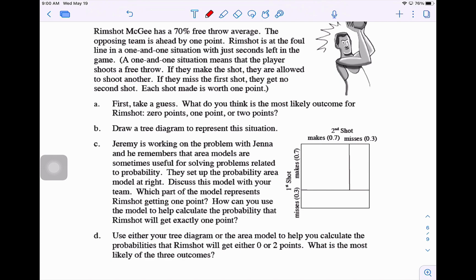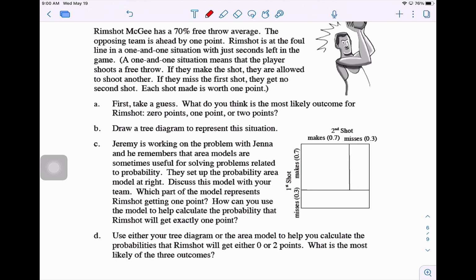So, first question here. First, take a guess. What do you think is the most likely outcome for Rimshot here? You think he's going to have 0 points, 1 point, or 2 points? What do you think is going to happen, based on the fact that he's a 70% free throw shooter? Ryan, give me your opinion here. Is he going to have 0, 1, or 2 points? Probably 1 point. Why do you say 1? Because 70% is higher than 50, so the better chance he's going to get 1.